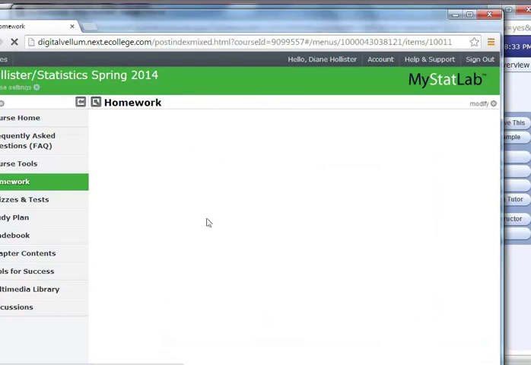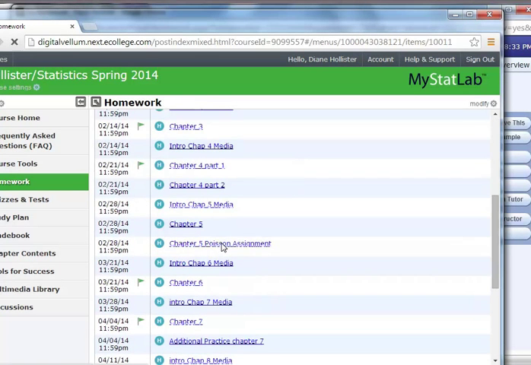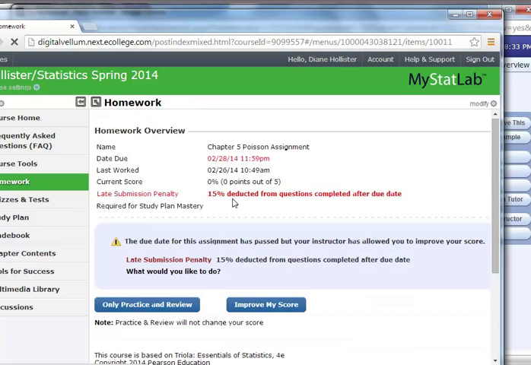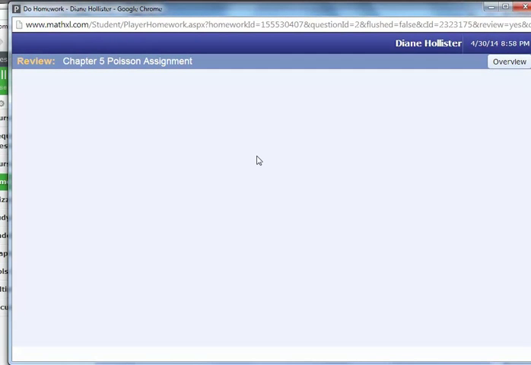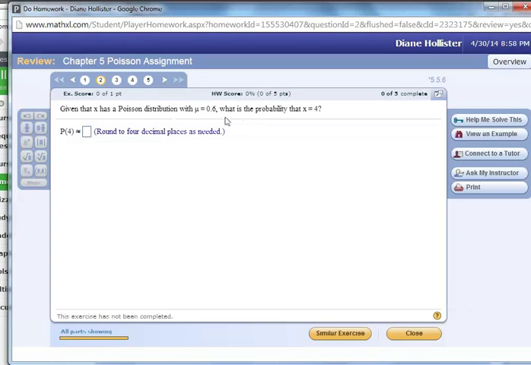Now, another type of question that we could see here would be what's known as a Poisson distribution. So we're going to load one of those questions as well and take a look at how to do that very quickly and easily in StatCrunch. In a Poisson distribution, you're not given the chance of success. You're given the mean or the average number of events. So here's one. It says, given that x is a Poisson distribution with the average of 0.6, what's the probability that x would equal 4?